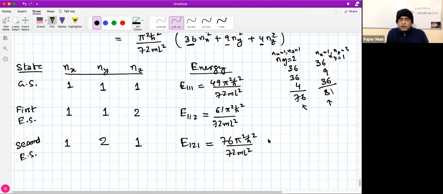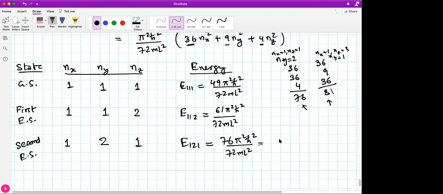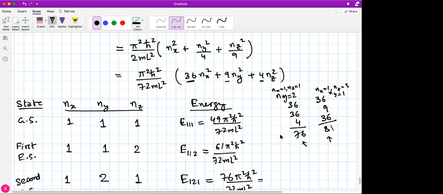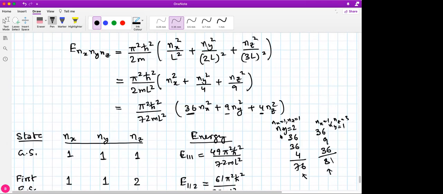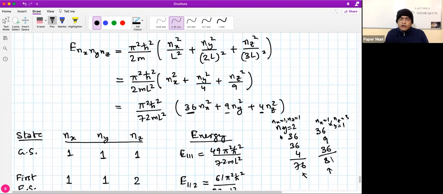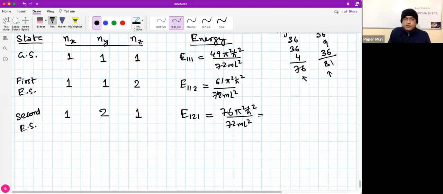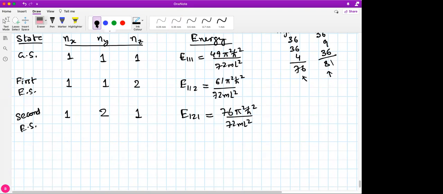So tell me, if we put the values here, 36 plus 9 into 4, 36, right? So 36 plus 36, 72, 72 plus 4, 76. So 76 by 72. That is what I'm getting. Sir, I did pi square h cut square by 2m. Then I did 1 by L square in bracket, 1 by L square plus 4 by 4L square plus 1 by 9L square. Our answers were in terms of h square. Okay, h square. All right. That is why I'm getting confused. If you place this thing, I didn't see that.